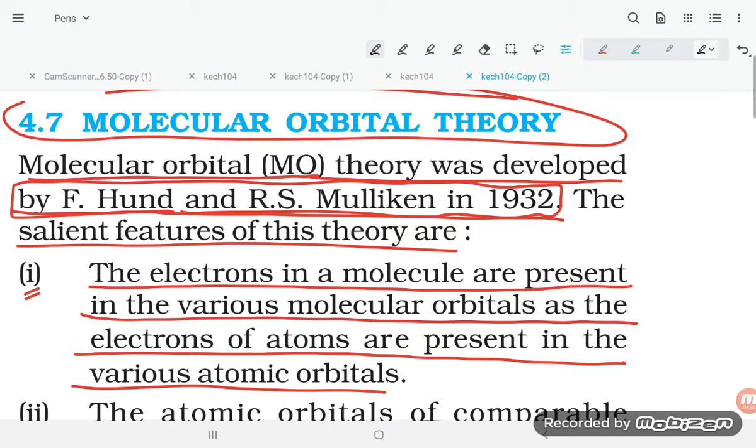Next, in the next video we'll try to discuss the linear combination of atomic orbitals. In this series we are discussing only the NCERT.